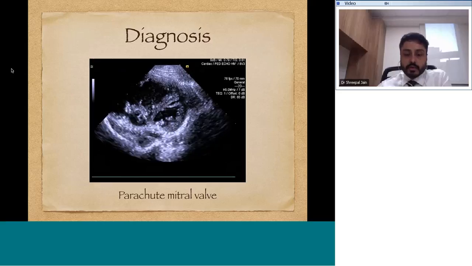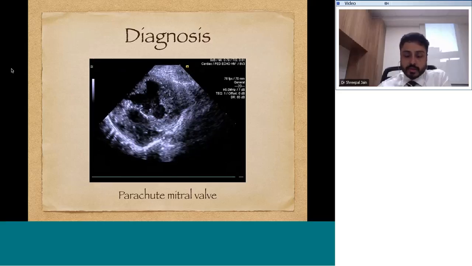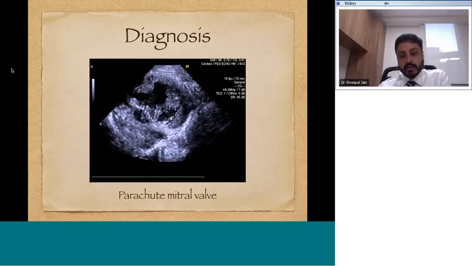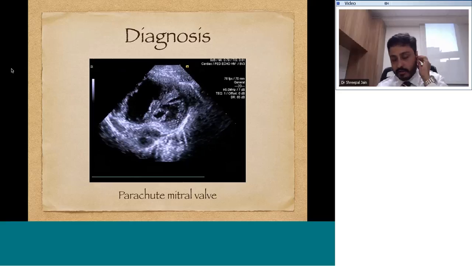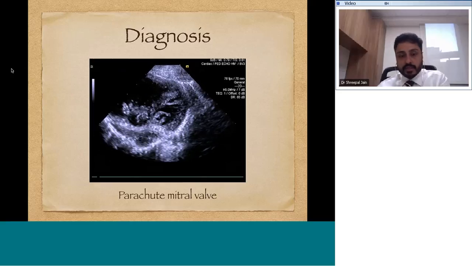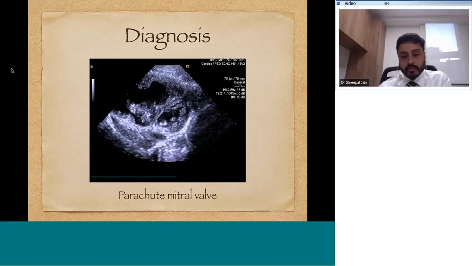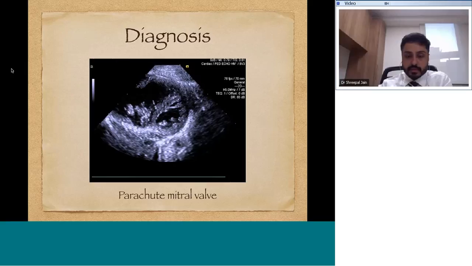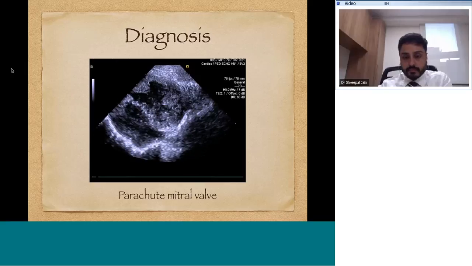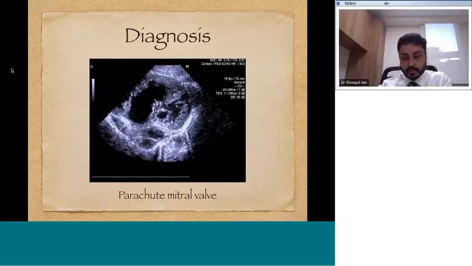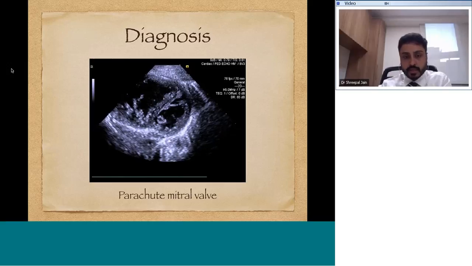Parachute mitral valve, another anomaly which can be easily picked up. In this particular example, a parasternal short axis view demonstrating an asymmetric type of parachute mitral valve where the chordae appear to be attached predominantly to the posteromedial papillary muscle. In addition, you can detect other cardiac anomalies. As seen in this example, there is an associated VSD.